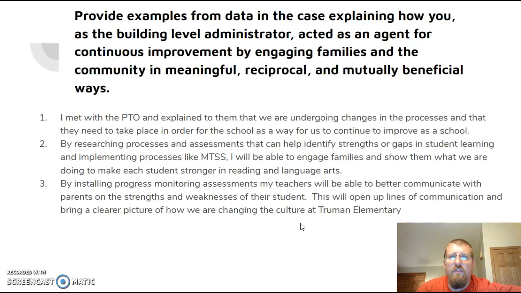Provide examples from data in the case explaining how you as a building level administrator acted as an agent for continuous improvement by engaging families and the community in a meaningful, reciprocal, and mutually beneficial way. Okay, I met with the PTO and explained to them that we're undergoing changes to the process that need to take place as a way to continue to improve our school. By researching processes and assessments, helping identify strengths and gaps in student learning, and installing progress monitoring assessments, my teachers will be able to better communicate with parents on the strengths and weaknesses of the school, and they'll also be able to open up the lines of communication, bringing a clearer picture of how we are changing the culture at Truman Elementary.